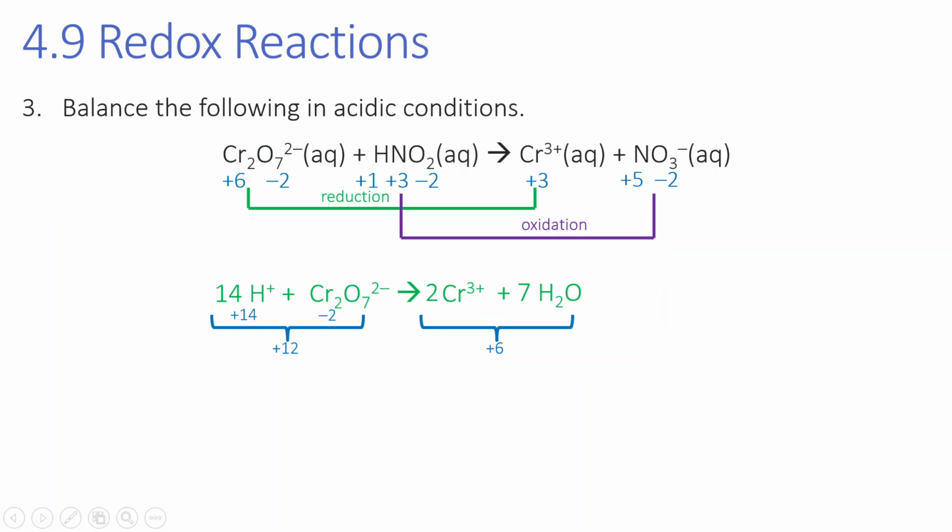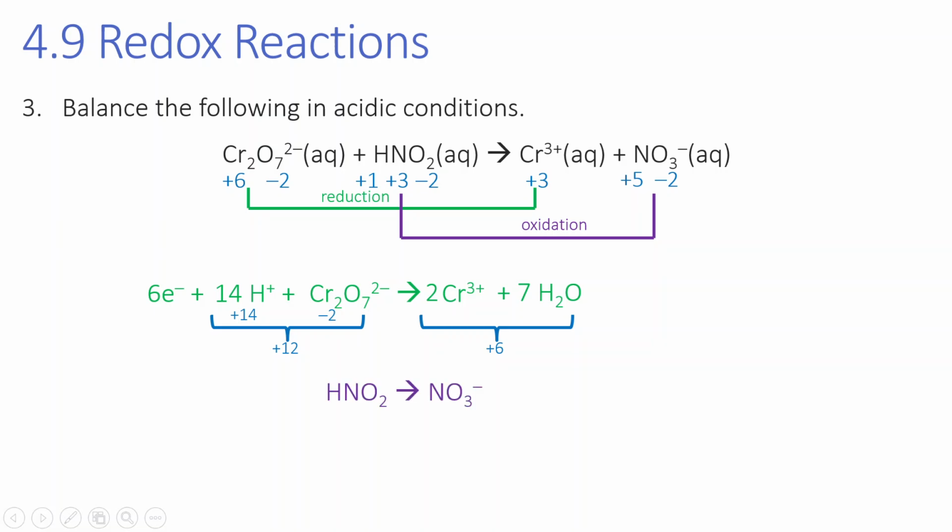Now we want to make these 2 numbers the same. So I'm going to add my electrons to the side with the plus 12 here. And in order to make this plus 12 into a plus 6, I would need to add 6 electrons. So now we're finished with our reduction reaction, and now we want to turn our attention to our oxidation reaction.